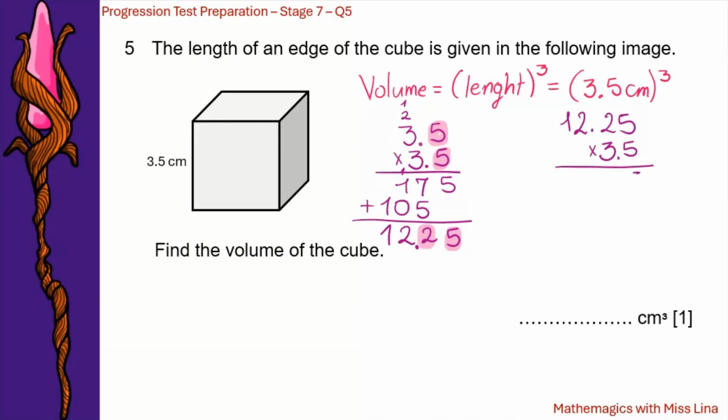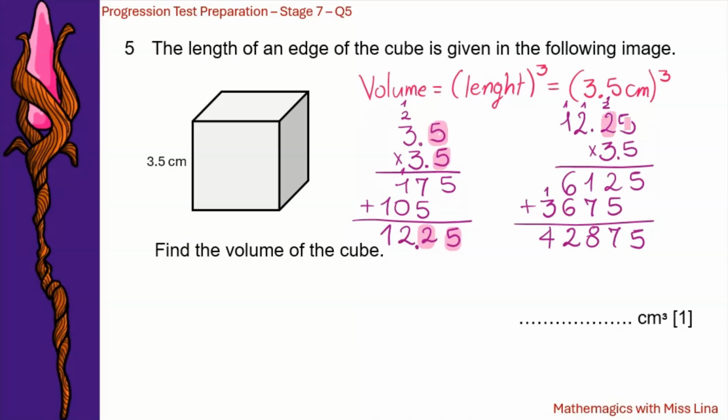Again, 5 times 5 is 25, we carry the 2. 2 times 5 is 10, plus 2 is 12. 2 times 5 is 10, plus 1 is 11, carry the 1. 5 times 1 is 5, plus 1 is 6. Then the 3. 3 times 5 is 15, we carry the 1. 3 times 2 is 6, plus 1 is 7. 3 times 2 is 6, and 3 times 1 is 3. We add them together 5, 7, 8, 12, we carry the 1, and 4.